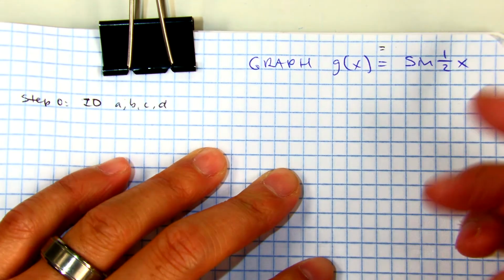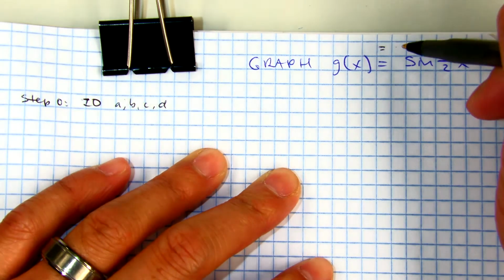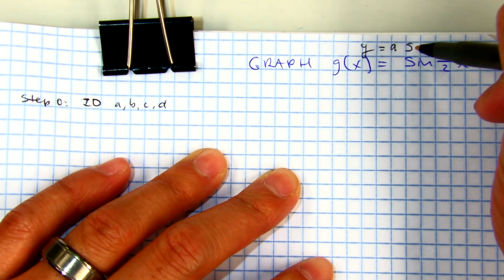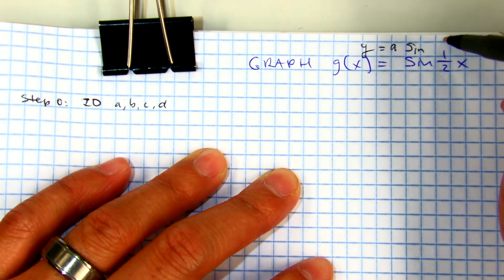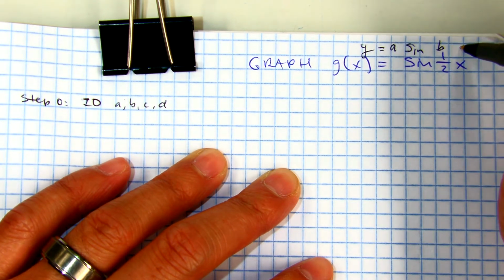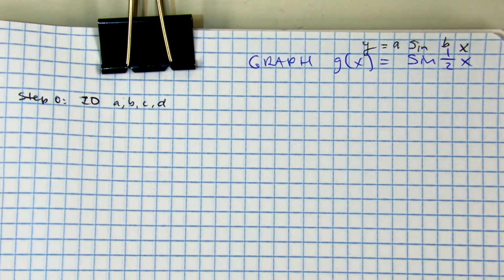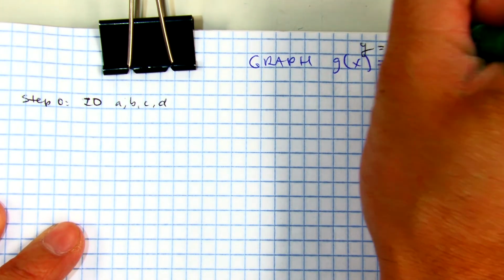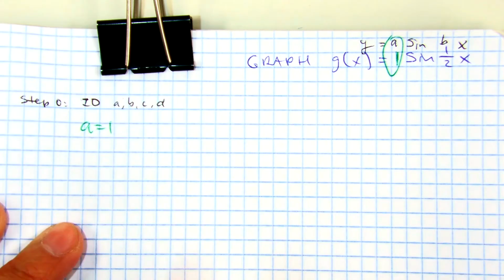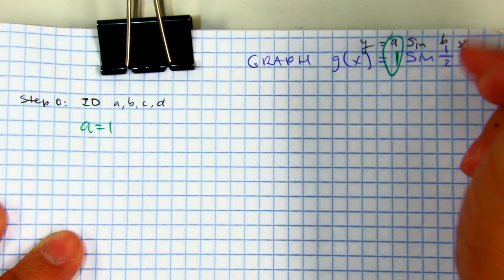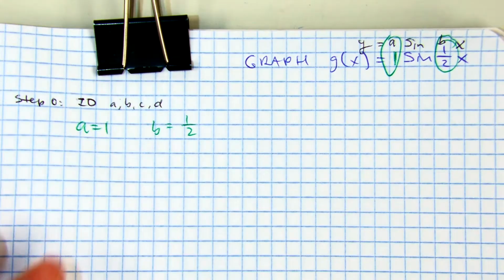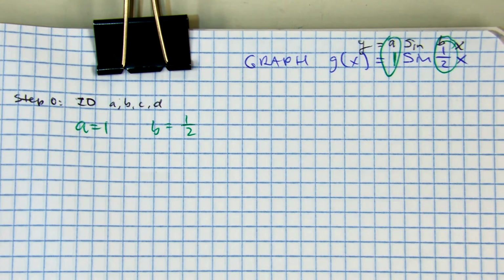Alexis, what do I write above this? Y equals A sin B X. What's your A value? 1. And your B value? Half. 1/2. Thank you.